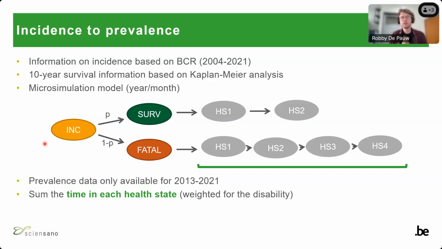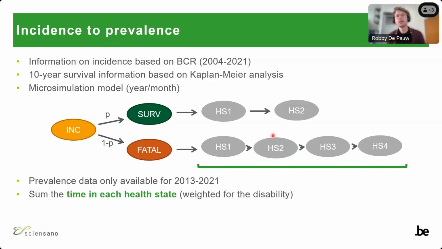So we have survival probabilities per year, and then we check if someone survives. And if this person survives, they can go through at most 2 health states. They can have their primary treatment and diagnosis phase, and afterwards they can go to this control phase. And this is done on a monthly basis. So by month, patients can switch from phase to phase.